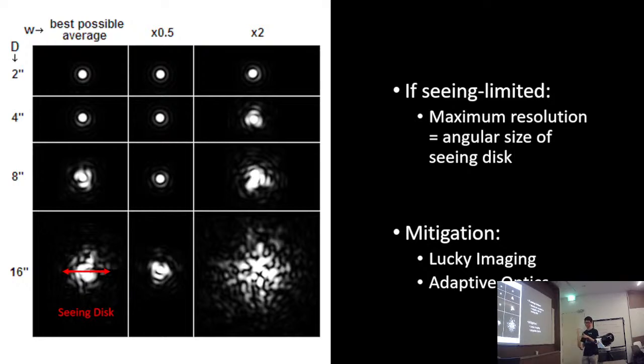Despite this, we still have large observatories, right? Because, twofold, we still want the benefit of large apertures. We want to be able to collect more light. So in order to mitigate this, we have techniques known as lucky imaging or adaptive optics.